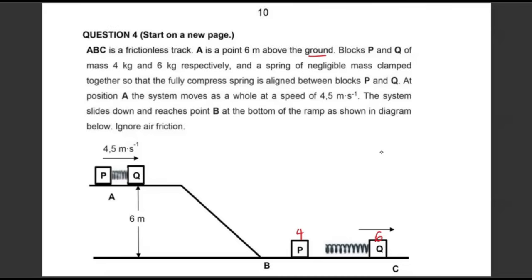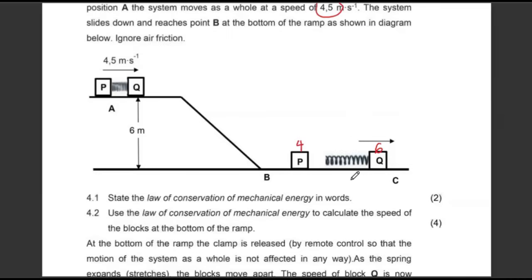And the spring of negligible mass are clamped together so that the fully compressed spring is aligned between blocks P and Q. Then at position A, the system moves as a whole, moves together, no stress. But they are moving at 4.5 meters per second. The system slides down to B at the bottom, and then boom, they break up. They want us to state the law of conservation of mechanical energy.